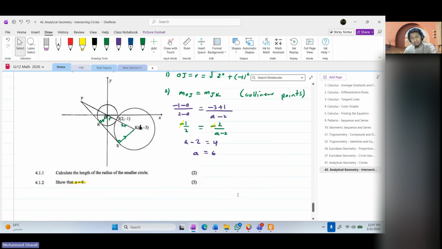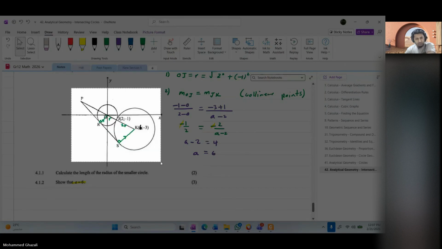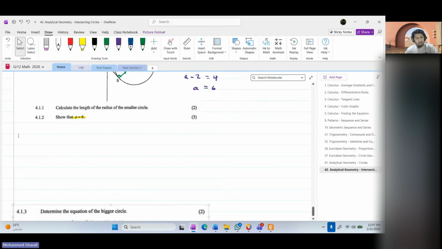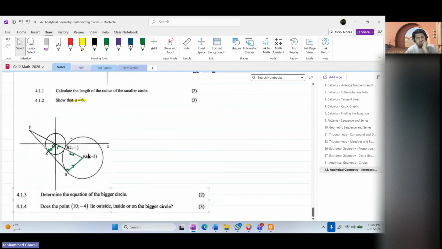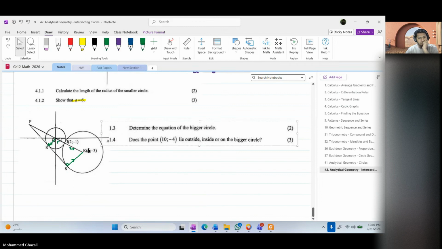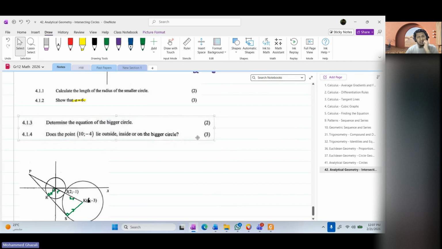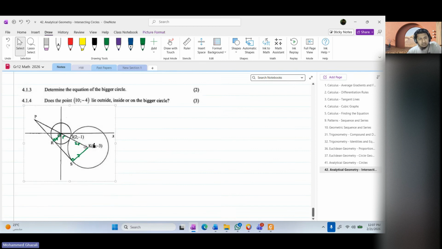They want the equation of the bigger circle now, right? That's easy because we have the center and we have the radius. Using this diagram, let's switch it around. What's the equation of the bigger circle? We have a center and we have a radius, so it's easy to find the equation of the bigger circle.